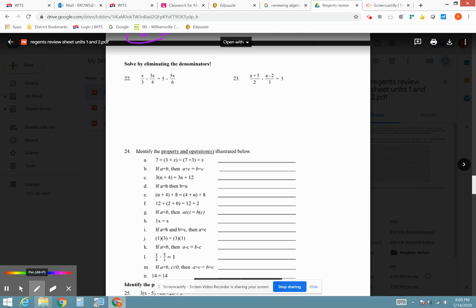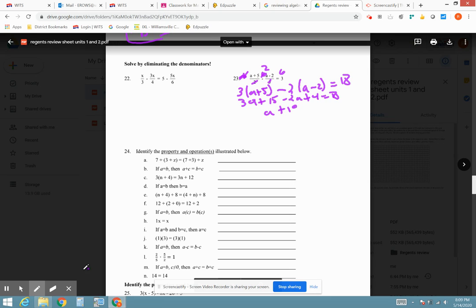Next we have an equation where we multiply through. We would eliminate the denominators by multiplying by their least common multiple. So here I'd multiply by 6, 6, and 6 on both sides. Kids always forget to multiply on the other side of the equal sign. So this would give me 3a plus 5 minus 2a minus 2 equals 18. 3a plus 15 minus 2a plus 4. So a plus 19.